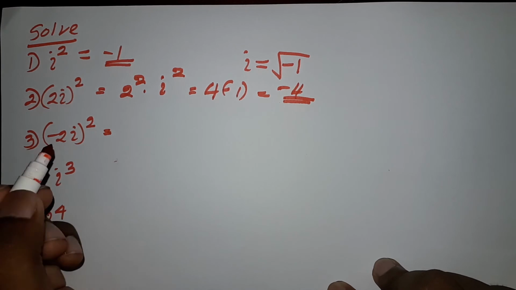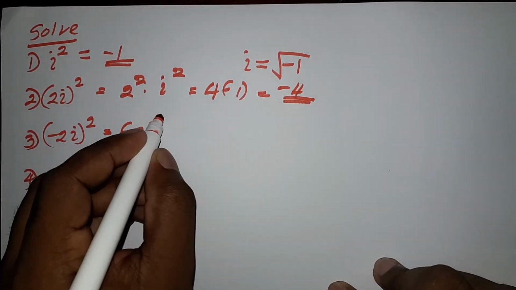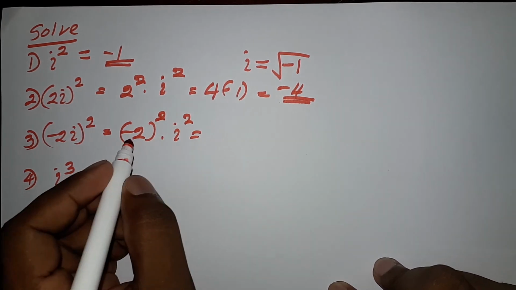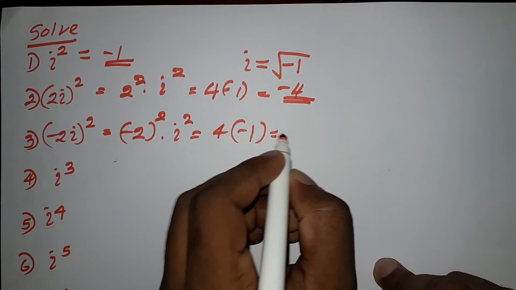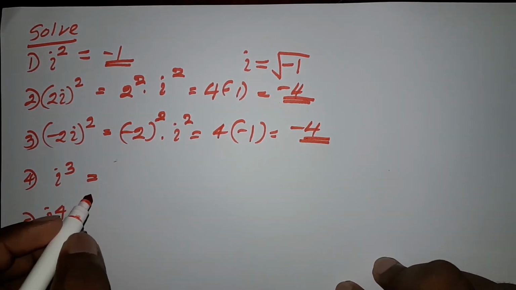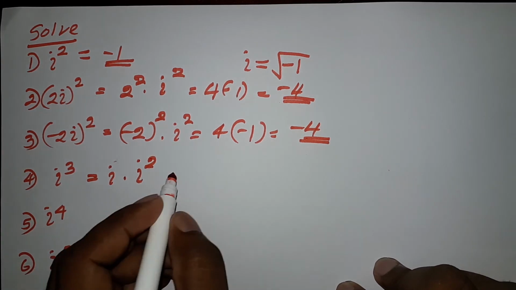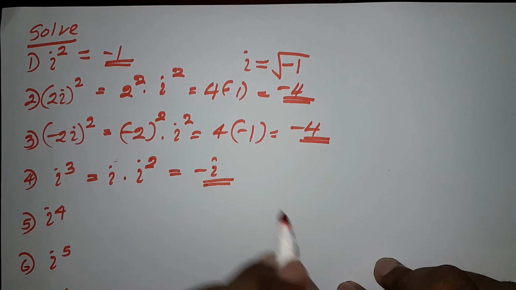-2 into i to the power of 2. I'm going to extend this as so: -2 to the power of 2 becomes 4, and i squared is -1, so -4. i cubed. Now I can break this into i into i squared. Now you know i squared is -1, into i becomes -i.